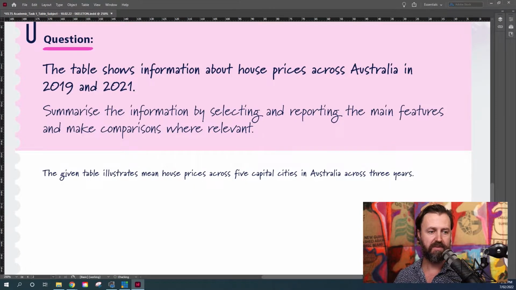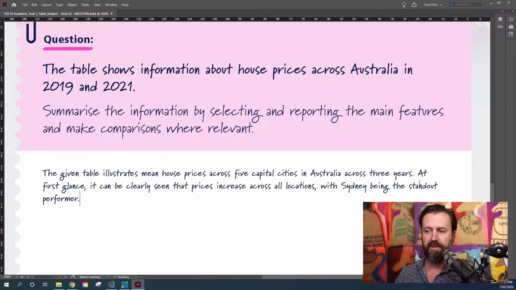We haven't finished yet. We now need to give a little summary of what we're seeing in that table. So here's the next sentence. At first glance, so just as soon as we look at the writing, it can be clearly seen that prices increase across all locations, with Sydney being the standout performer. Let's talk about this. When we write a sentence, for example, it can be clearly seen that prices increase across all locations, and then we want to talk in more detail about those increases.